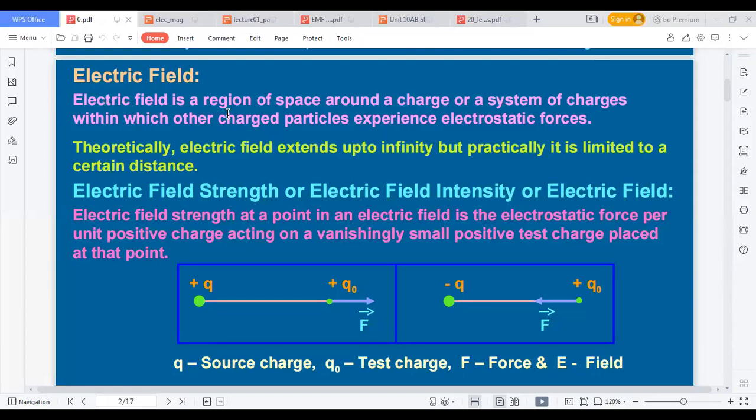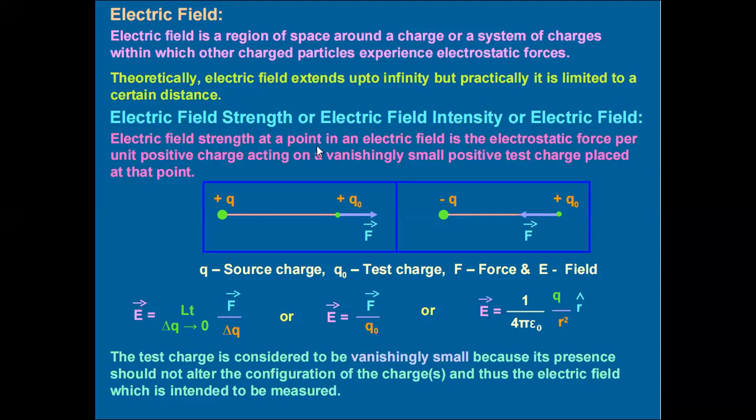The electric field is a region of space around a charge or a system of charges within which other charged particles experience electrostatic force. Theoretically, electric field extends up to infinity, but practically it is limited to a certain distance. The electric field strength, or electric field intensity, at a point in an electric field is the electrostatic force per unit positive charge acting on a vanishingly small positive charge placed at that point.